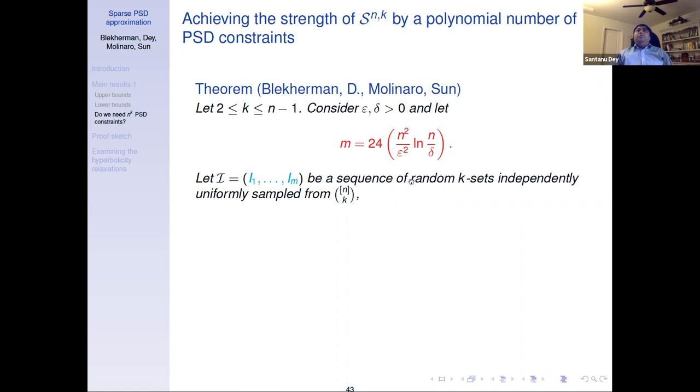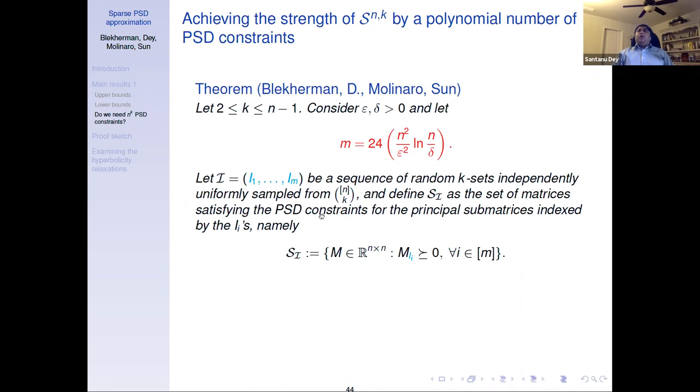What you do is you sample uniformly these k subsets, m of these. Let me say that again. You have this number, which looks like order n cubed. Then you take your matrices and sample order m of k subsets. Then you construct this random cone where you enforce the PSD-ness only on these m random subsets, where m was n cubed.